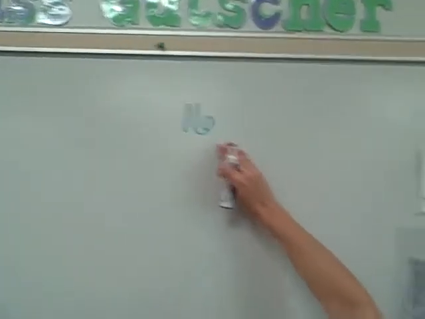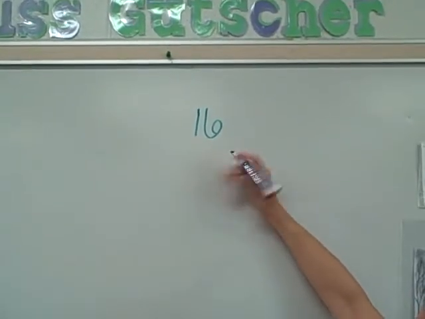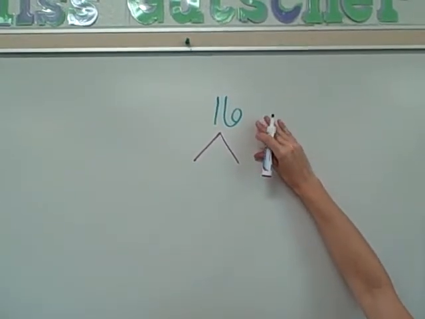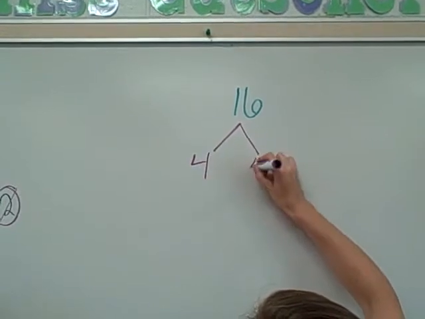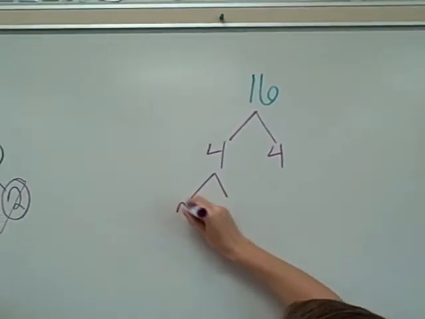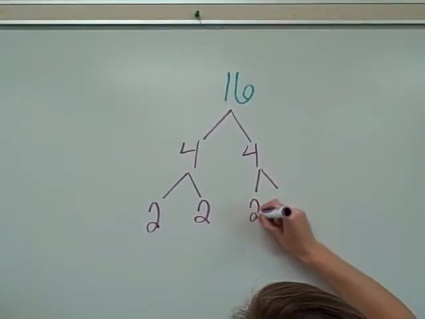One more for you. 16. It's a small one. Instantly I'm thinking, 4 times 4. You might have been thinking 2 times 8, and that's fine. We're going to both end up at the same number eventually. 4 times 4. This is great about prime factorization. You can do it differently, and you can end up at the exact same answer.